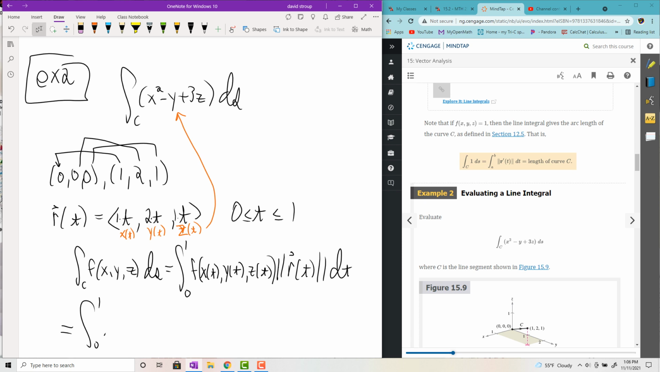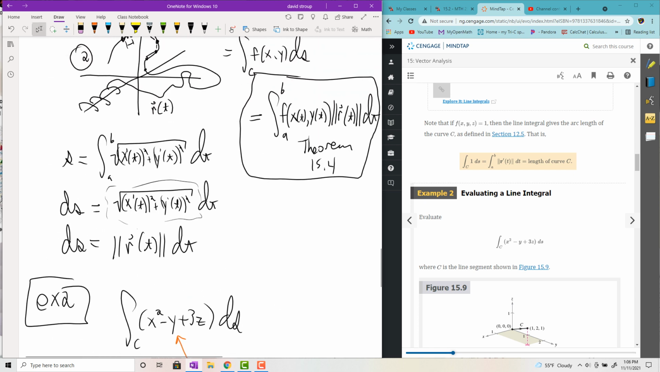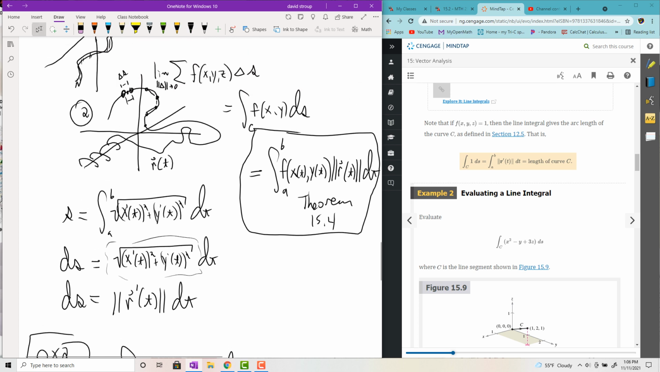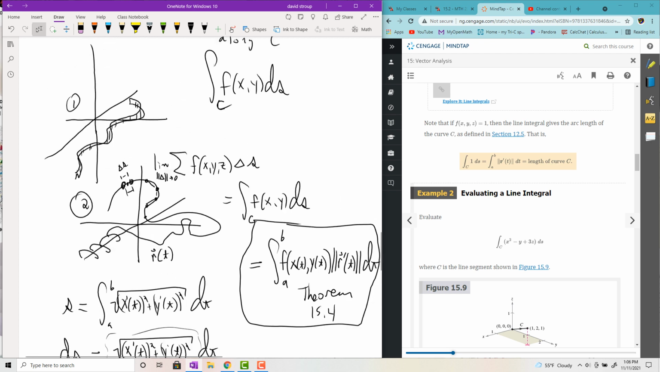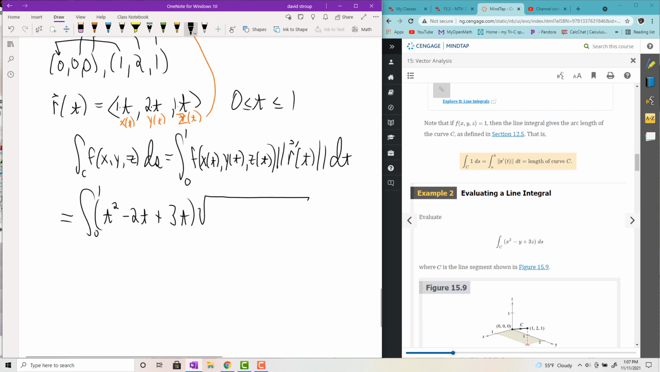I'm going to get now t squared minus 2t plus 3t, and then times the square root of, and this should be the derivative, right? That was a major faux pas on my part. This is a derivative because those are derivatives in the arc length formula. I apologize. I'm so sorry, everybody. So I need the derivative.